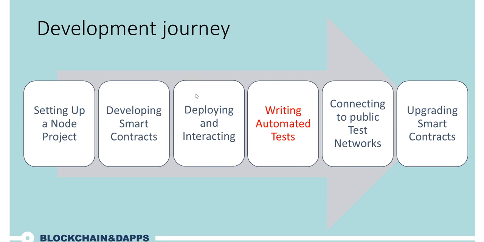Hello, welcome. In this session, we are going to write an automatic test. Once you finish your smart contract and can deploy it to your test network or your local network, you need to do testing. Make sure your function can work properly. So let's start to write your automatic test.